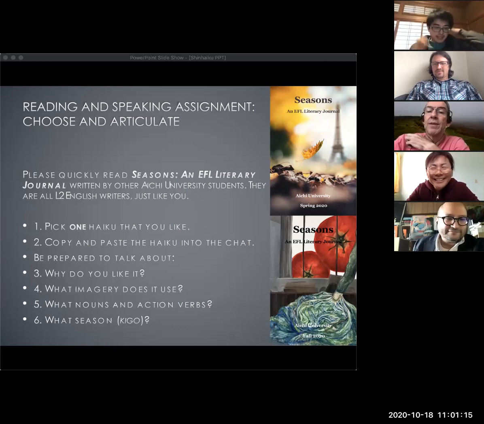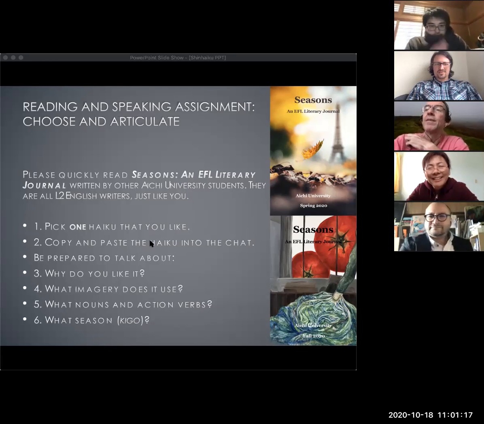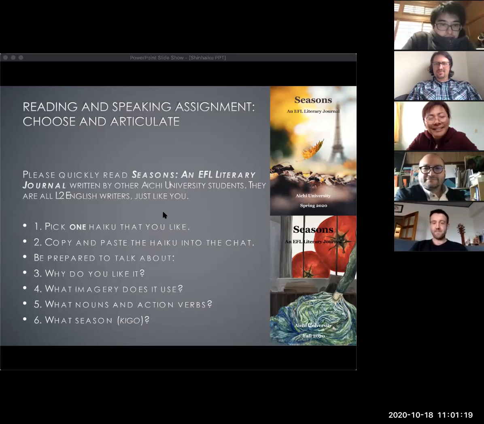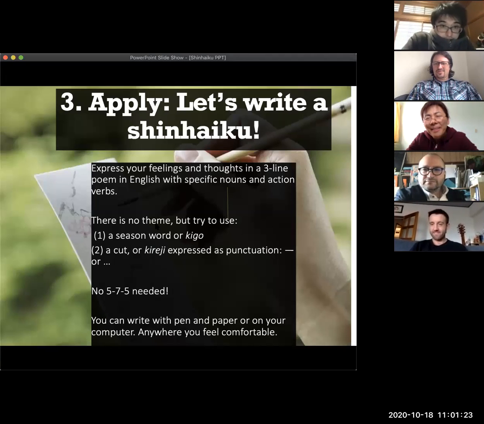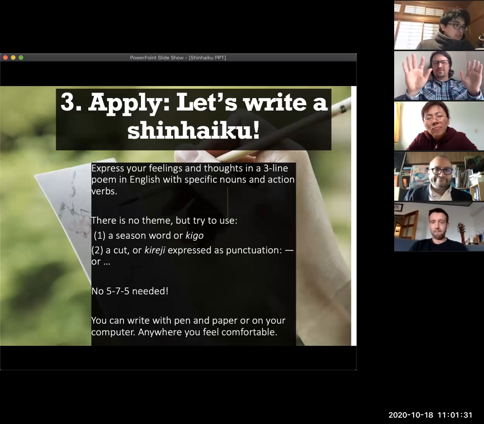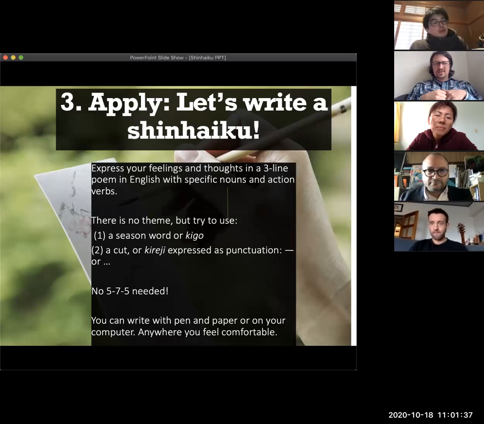Okay, welcome back, everyone. I'm sorry the time was so short, but I hope you got to communicate with your partner a bit. All right, my students, are you ready for step three? Let's write a Shinhaiku. So feel free to write on your computer or write on paper, however you feel comfortable. I'll give you a few minutes. You can turn off your video if you want.